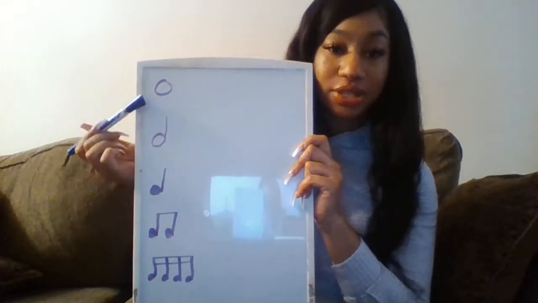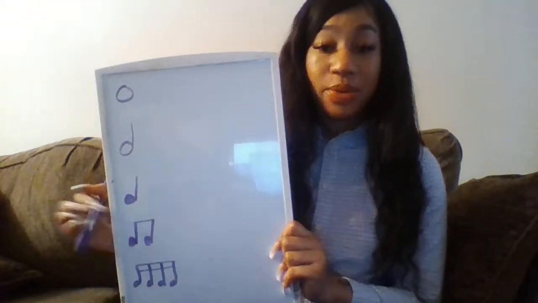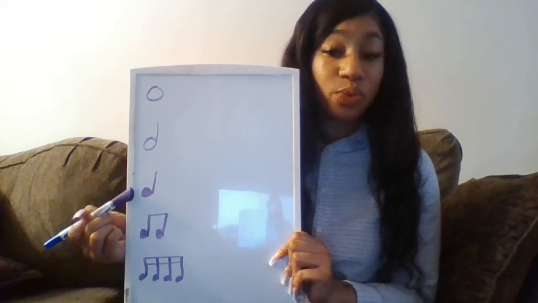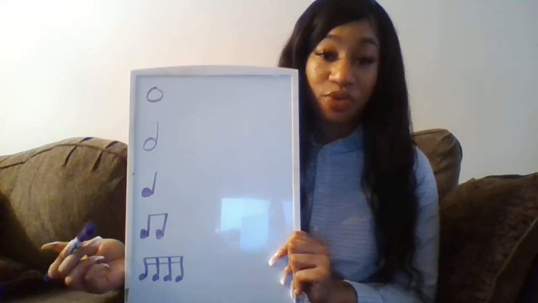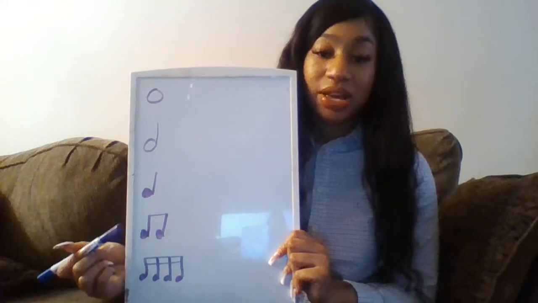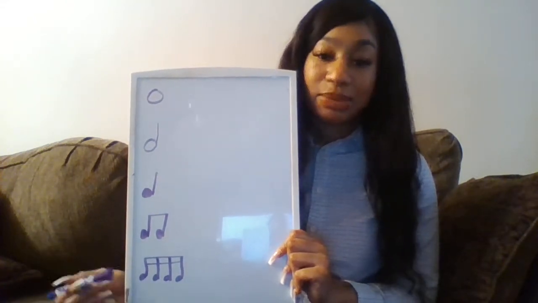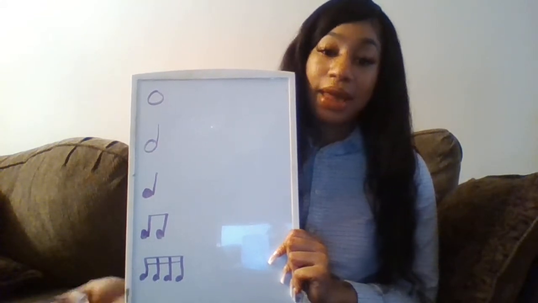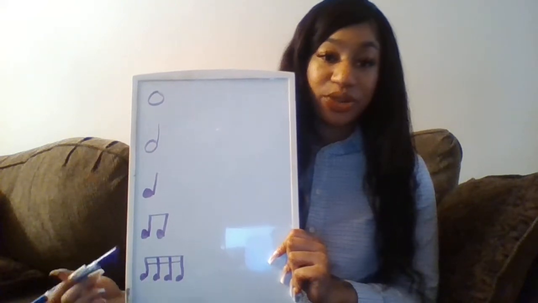The whole note looks like a circle, and the whole note is worth 4 beats. Then we have the half note next, which is worth 2 beats. We have the quarter note, which is worth 1 beat. We have the group of eighth notes, which is worth 1 beat. The reason why this is called a group of eighth notes is because there's more than one eighth note. There's 2 of them put together to create 1 beat. Last but not least, we have the group of 16th notes, which is worth 1 beat as well. That is because there is more than one 16th note to create a set.